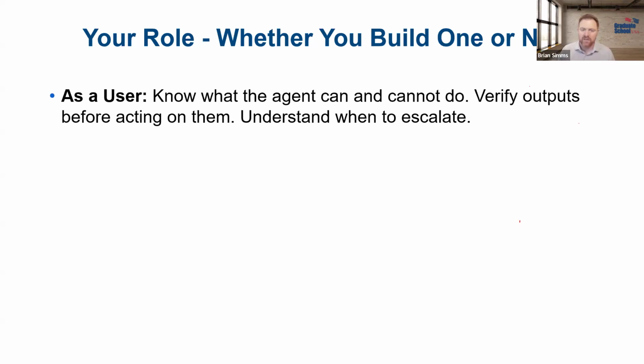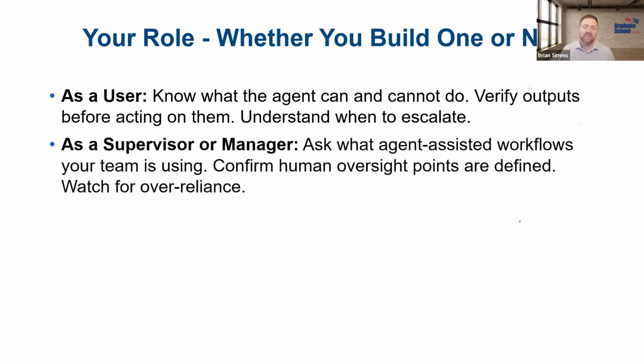So as a user, that's kind of our responsibility. As a supervisor or manager, do you know if your team is using agents? If they are, where does the agent end and the human begin, right? Are people engaged meaningfully in those outputs, or is it just being rubber stamped, right? So something we certainly need to be aware of.